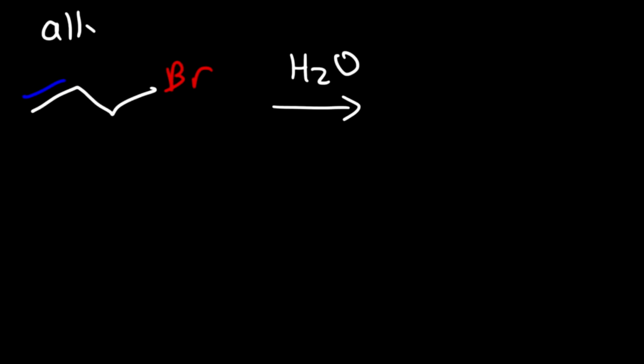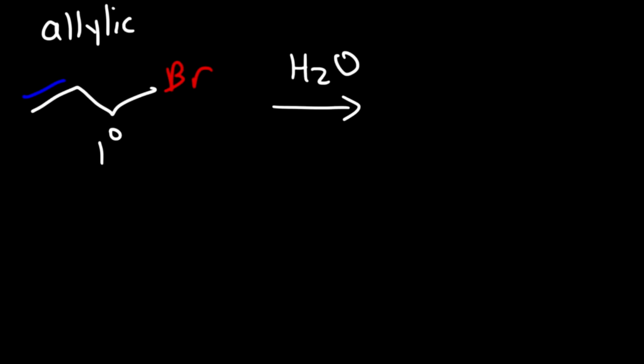Can SN1 reactions work for primary alkyl halides? What would you say? In most cases, no. But there are some exceptions. For example, here we have an allylic alkyl halide. Primary allylic alkyl halides can work in an SN1 reaction. The key is the stability of the carbocation.